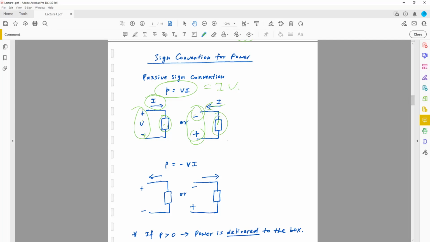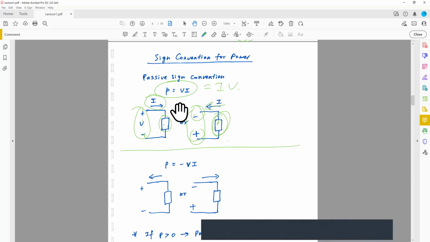So this is the power delivered to this resistor, and I'm going to use this as my passive sign convention. If this is indeed the case, if power P is greater than 0, where P is equal to V times I, then I say that this power is delivered to this box. Let's say it's a resistor.